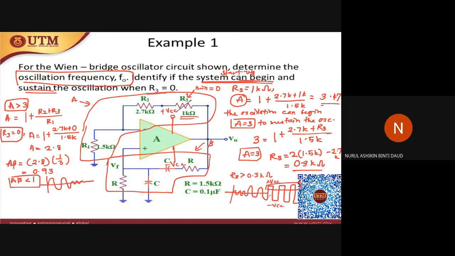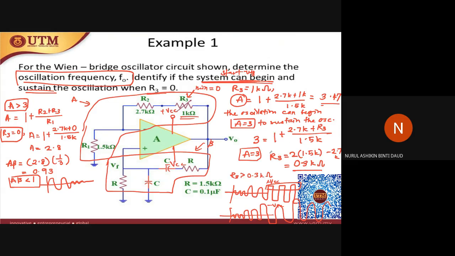If there is no voltage applied here, it will keep increasing without clipping. So why does this clipping happen? Because there is a positive VCC and a negative VCC. But if there is no positive VCC and negative VCC, it will keep increasing and increasing and will not clip. All right, so this is what will happen when the potentiometer value is more than 0.3 kilo ohm.